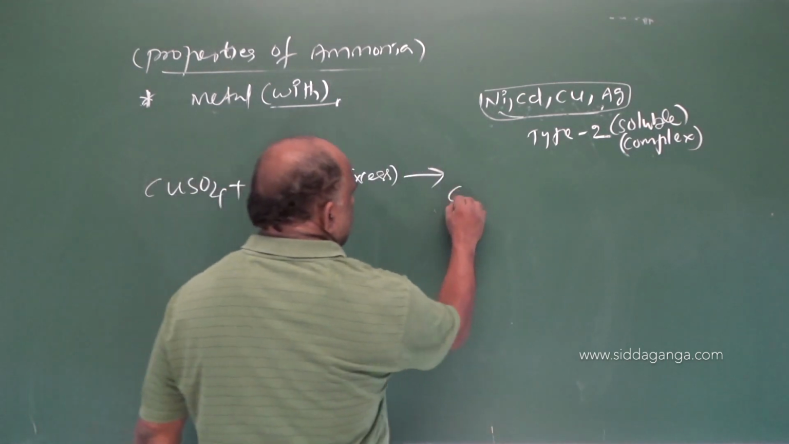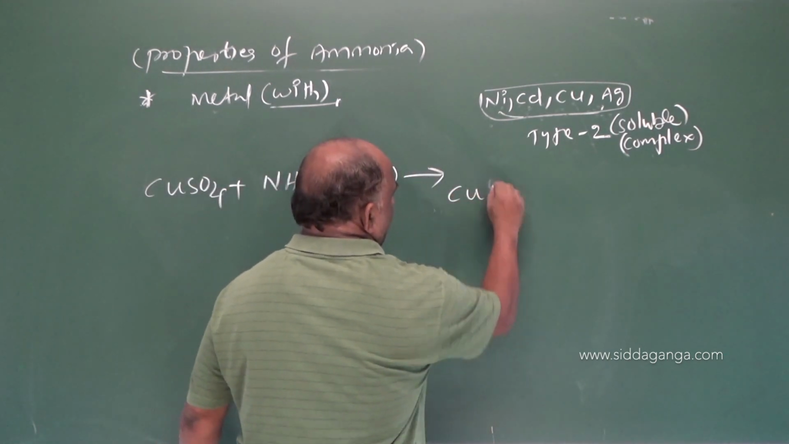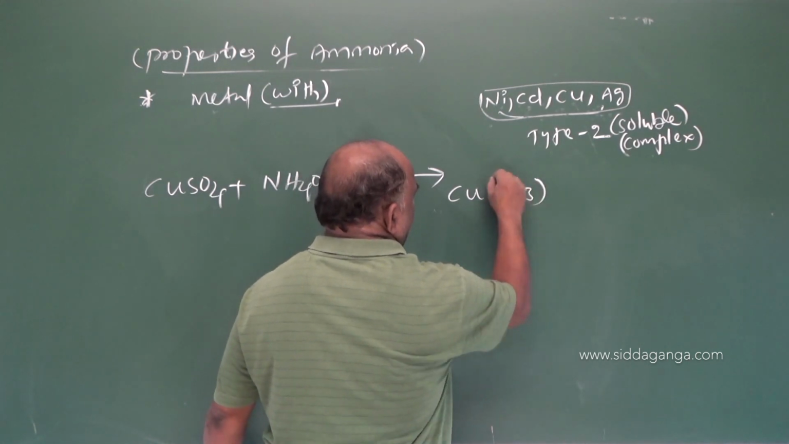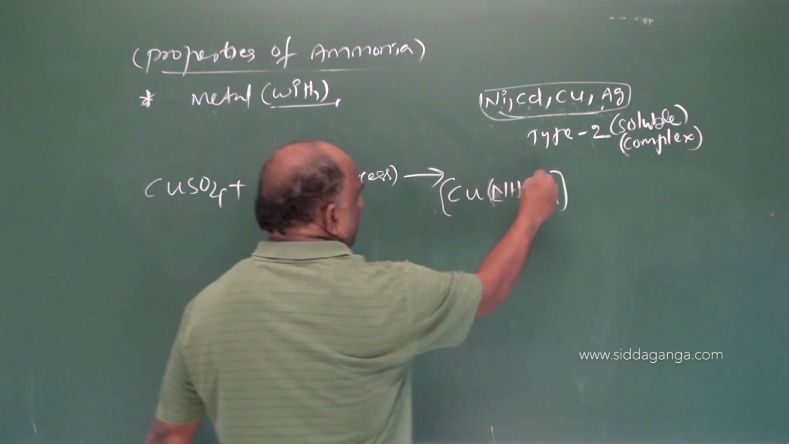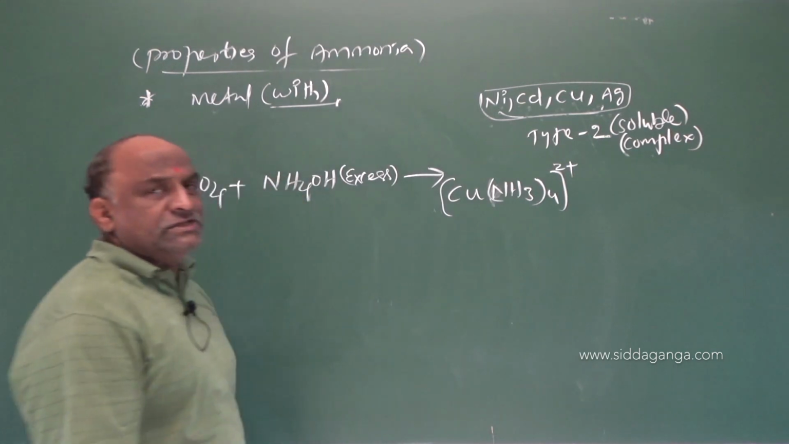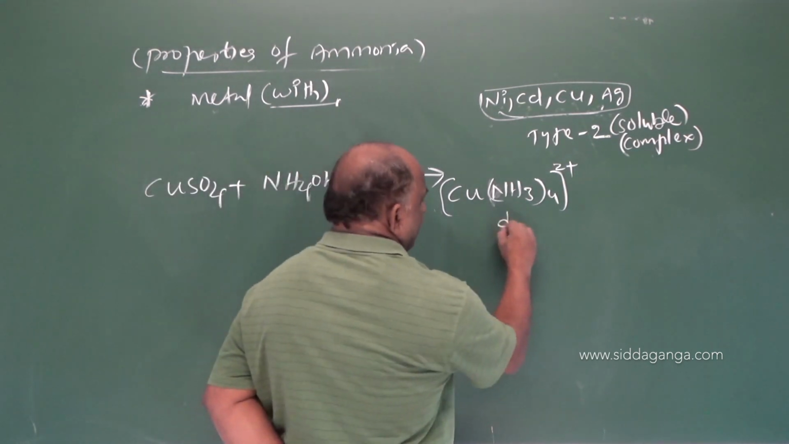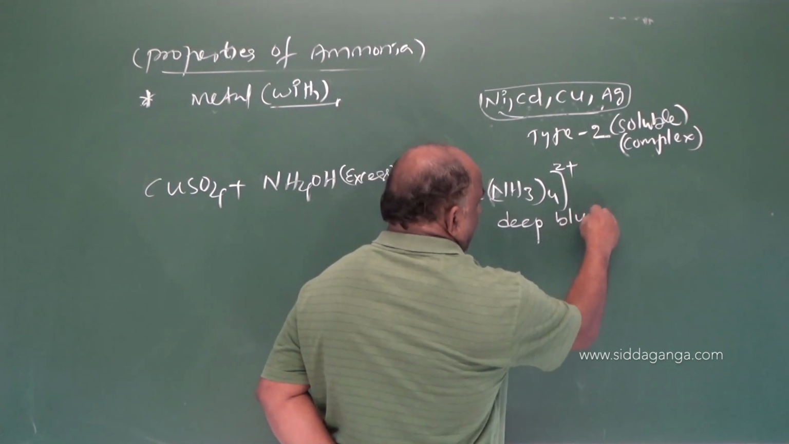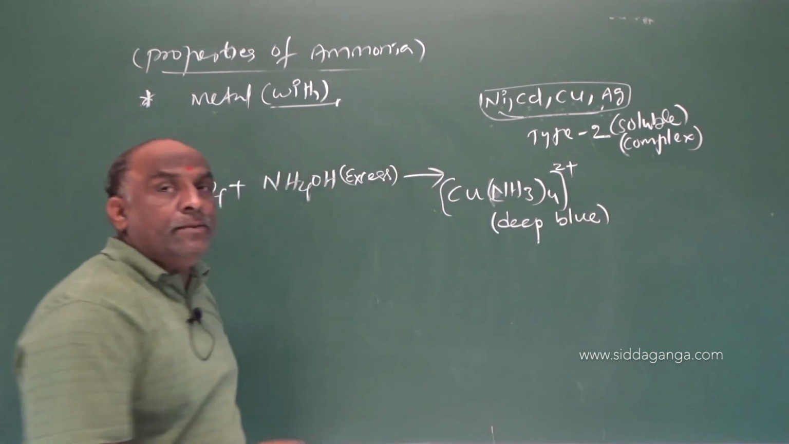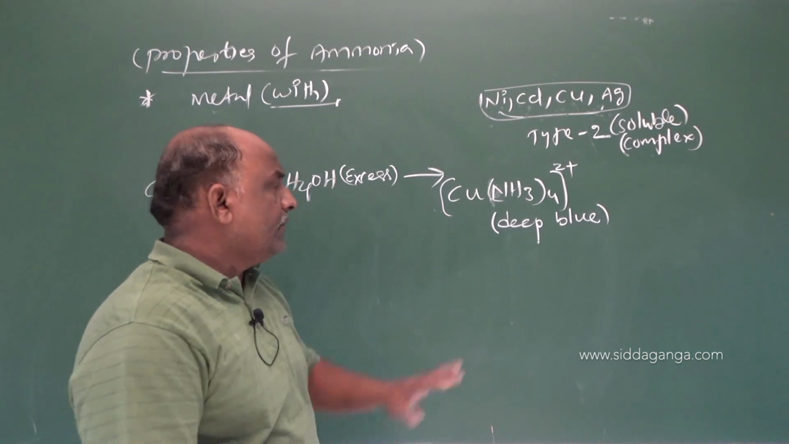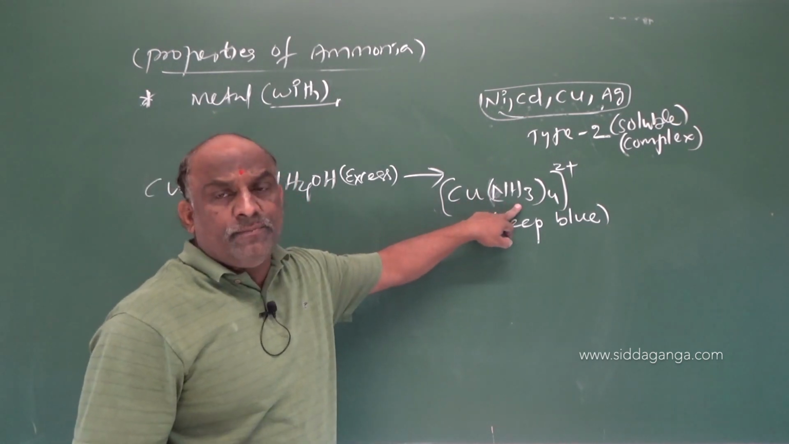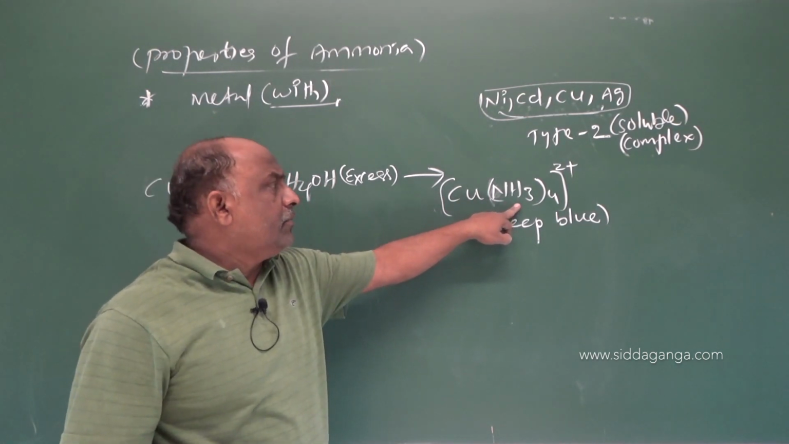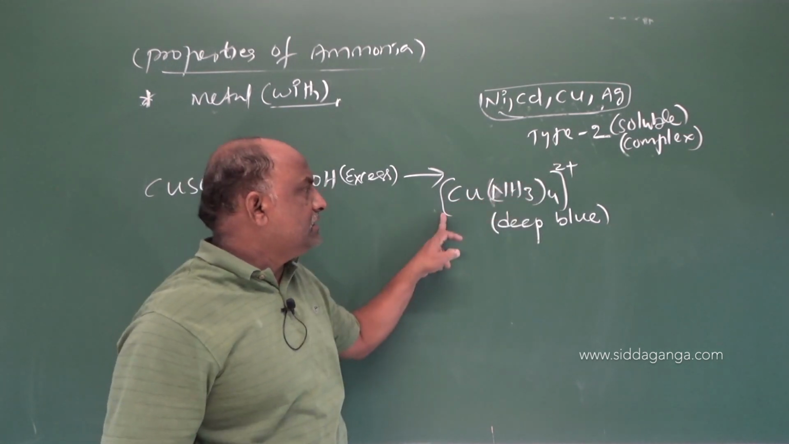So what will be the answer? Cu(NH3)4 2+. This is a very important reaction. The color of the complex is deep blue. So here, this is a representation of a complex compound. A complex compound can be represented in square brackets like this.